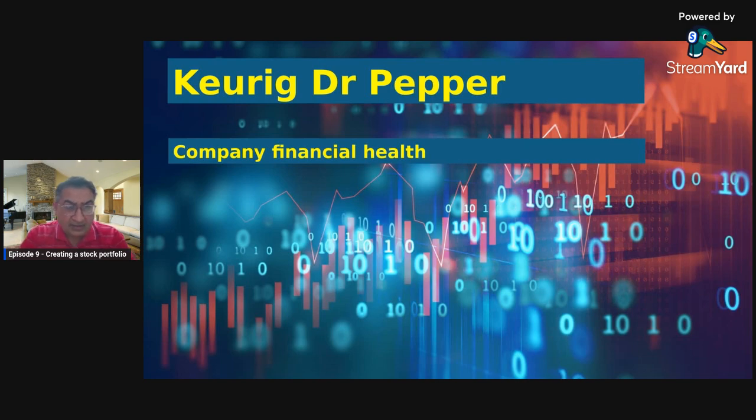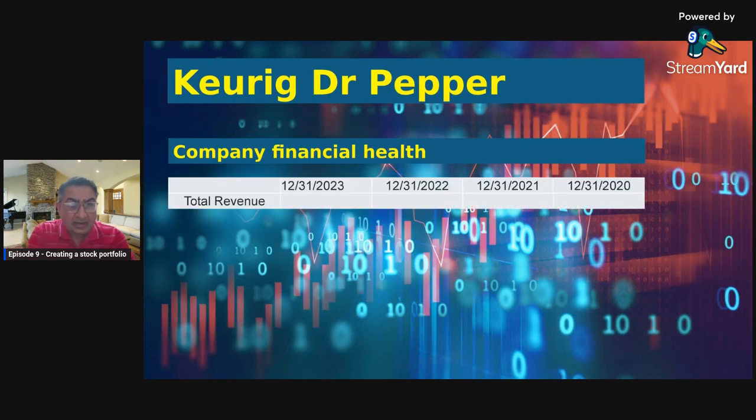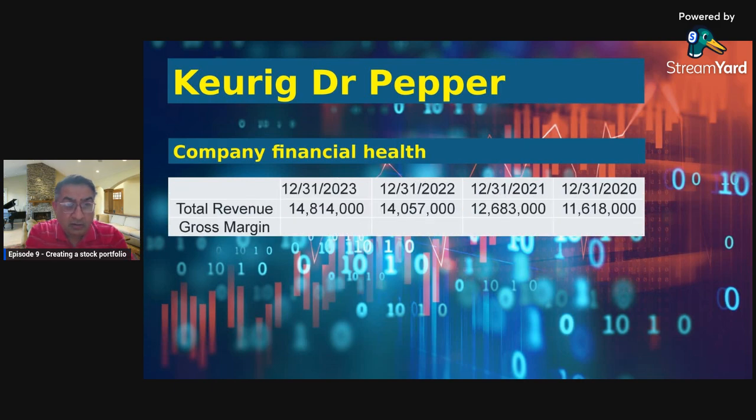Now, from a financial health perspective, let's look at the revenue for the last 4 years as to how it has performed. If I look at the last 4 years, it started its revenue from 11 billion, grew it to 12.6 billion in 2021, then went up to 14 billion in 2022, and completed 2023 at 14.8 billion. This is again a very good metric. It is increasing its revenue year on year.